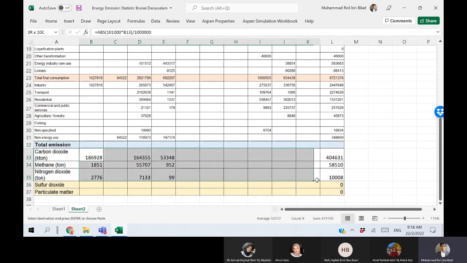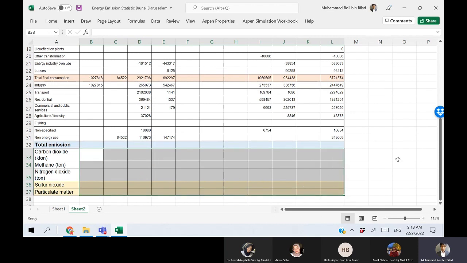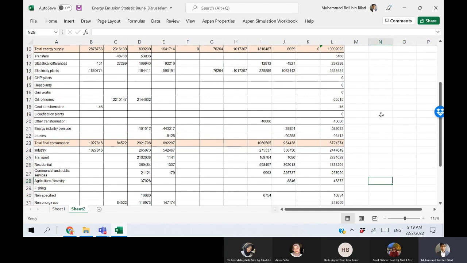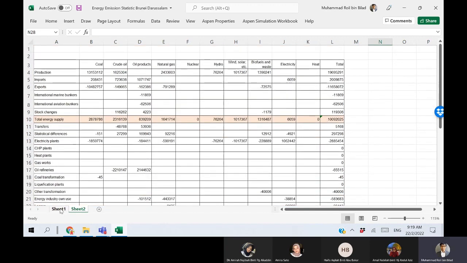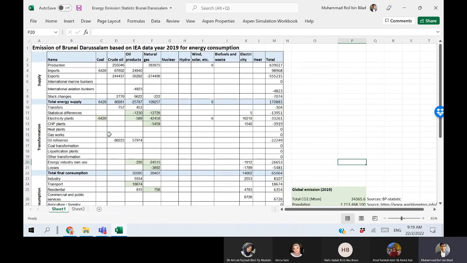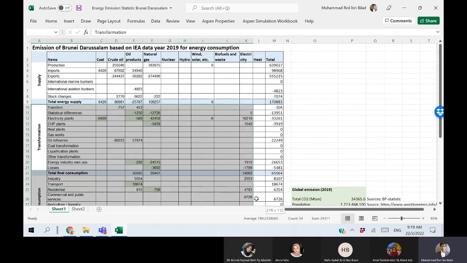Okay. In this one, before you can calculate it, you need to find out the energy consumption that actually consumes the fuel for energy. For example, look into Brunei's case. Here, this is the supply, this is transformation, and this is consumption.